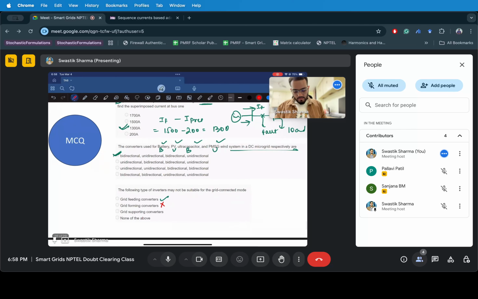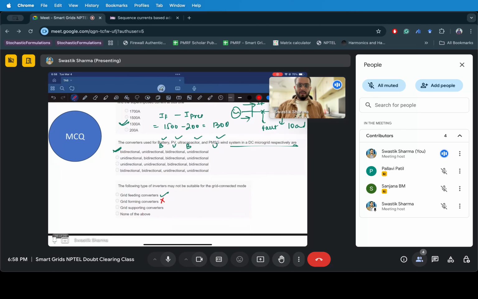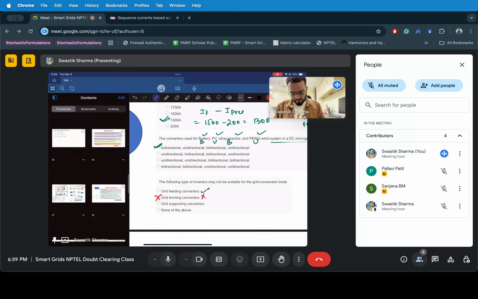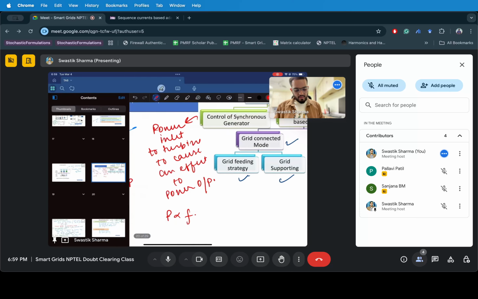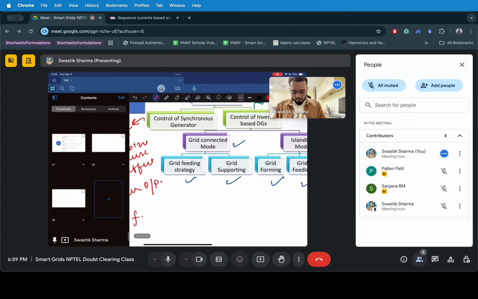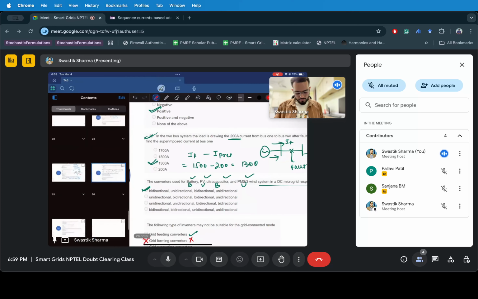Okay. Next, the following type of inverters. So grid forming converters, they may not be suitable for the grid connected mode because they will be setting a voltage and frequency reference themselves, right? So they may not synchronize that well with the grid, so they may not be useful for the grid connected mode of operation. That is why in this figure, if you have seen, in grid connected mode there is no grid forming strategy.